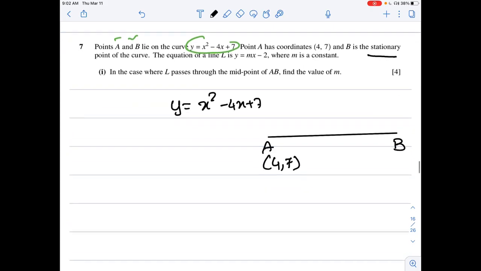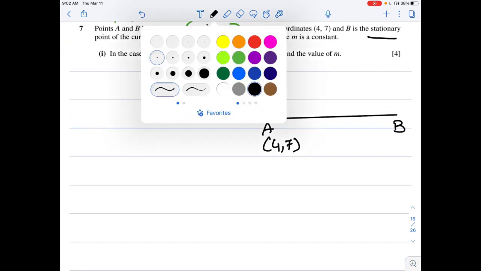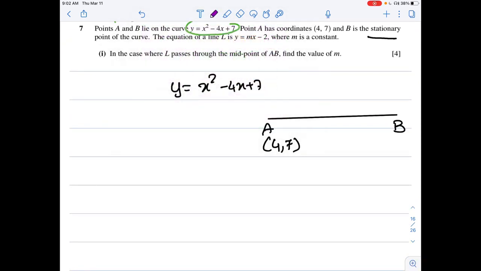So whenever it is a stationary point on the curve, what it means is dy by dx is equal to 0. So I'll be finding dy by dx, which is equal to 2x minus 4. At stationary point, derivative is equal to 0.